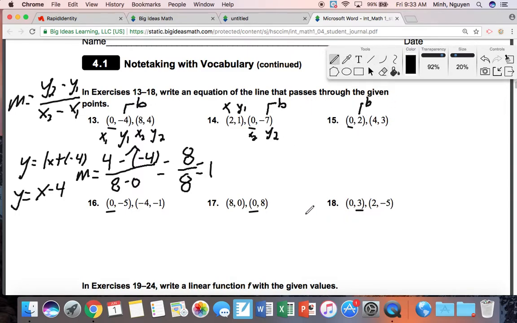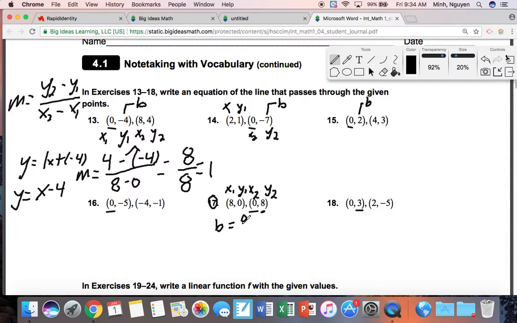In order to, let's see, let's do number 17, because this one might be confusing because there's an 8 and a 0 and a 0 and an 8. So let's say x1, y1, x2, y2. So B, first of all, is right here. B is this positive 8. So B is equal to 8.